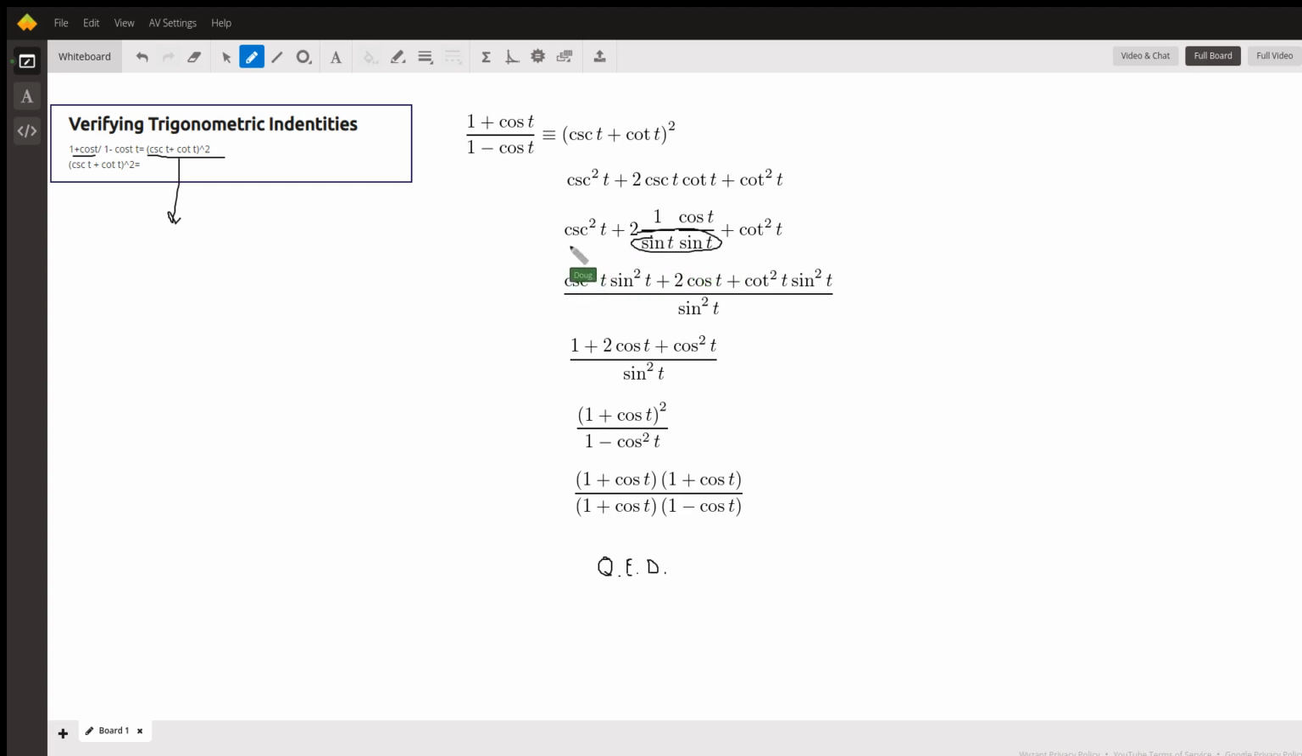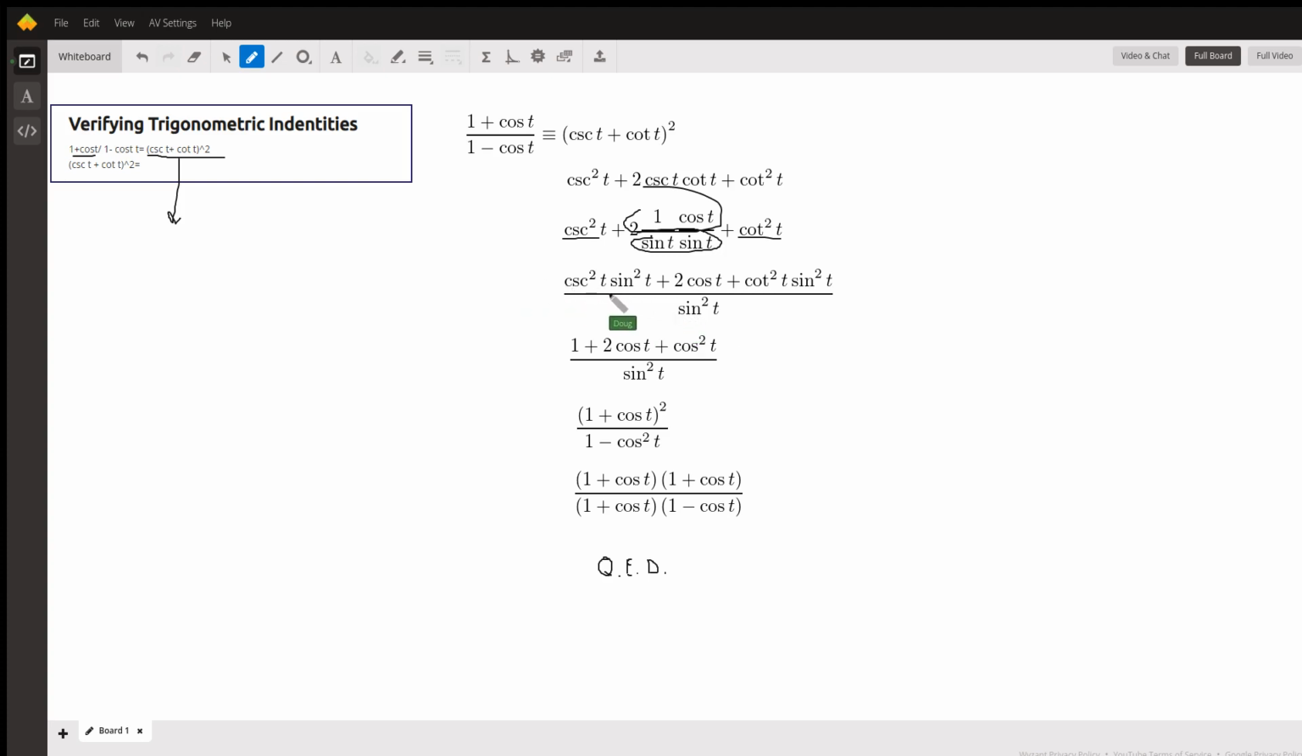And now if I add all these terms together by getting a common denominator, I have to multiply this term by sine squared t, top and bottom, and this term by sine squared t, top and bottom. And then I've got a common denominator here. So I've got cosecant squared times sine squared, 2 cosine t from this term right here, cotangent squared times sine squared, all over sine squared.